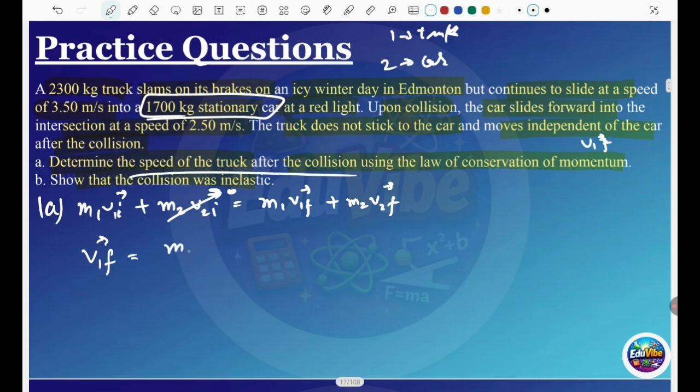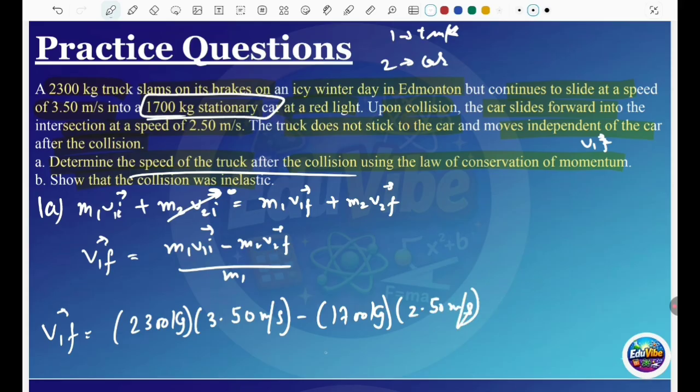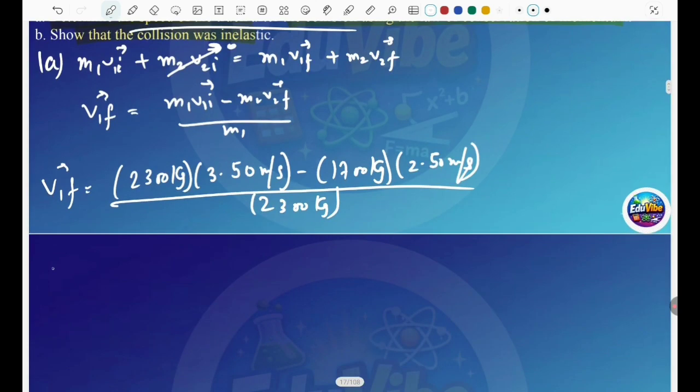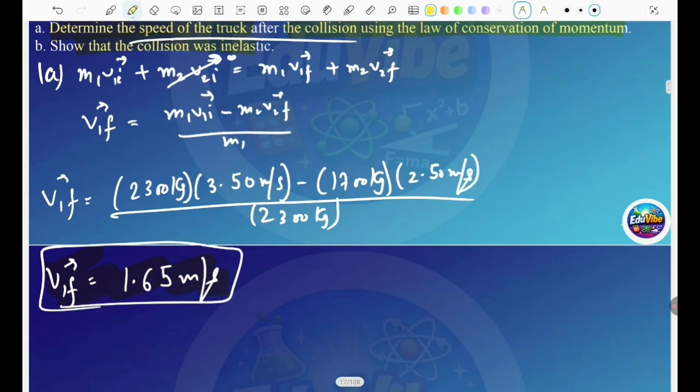So you can isolate this and get M1V1I minus M2V2F, divided by M1. Now you can just put the values in. So 2300 kg times V1I 3.50 meters per second, minus 1700 kg times 2.50 meters per second. The M1 is 2300 kg. So when you calculate this, you get about 1.65 in 3 digits, meters per second. This is the V1F for the first part.